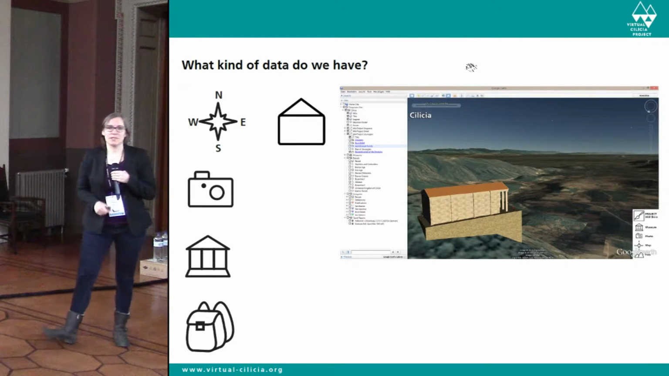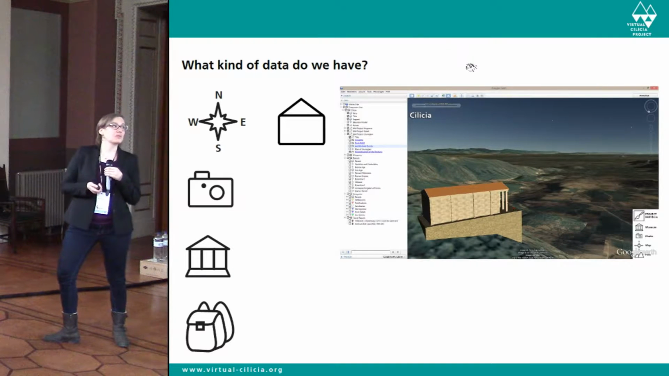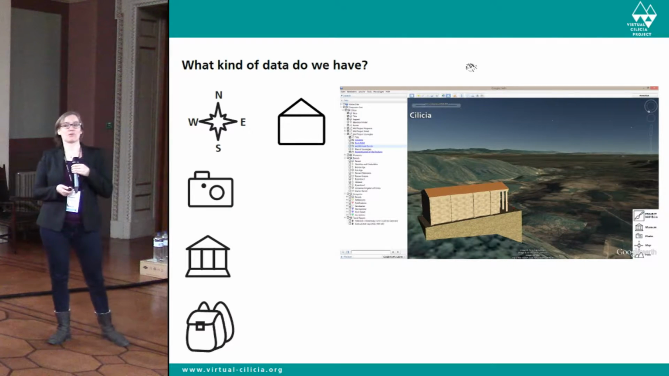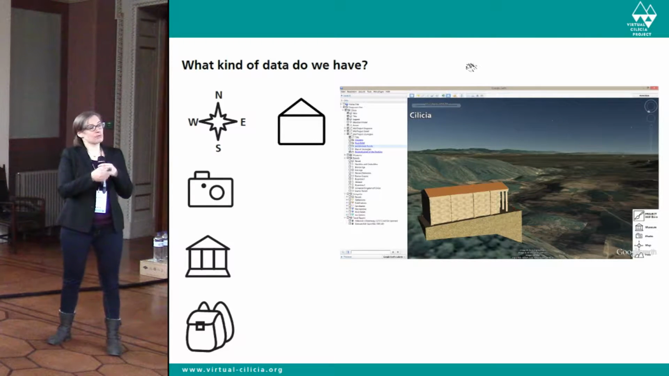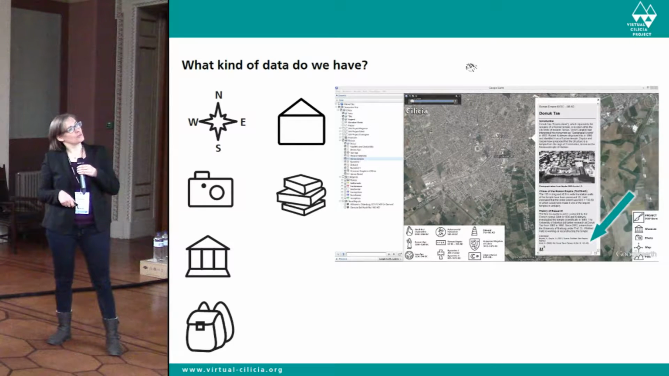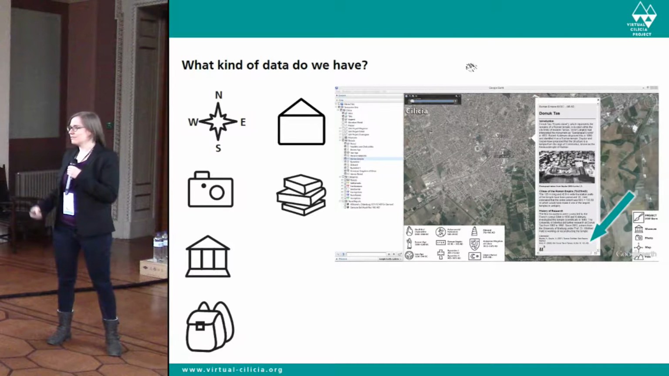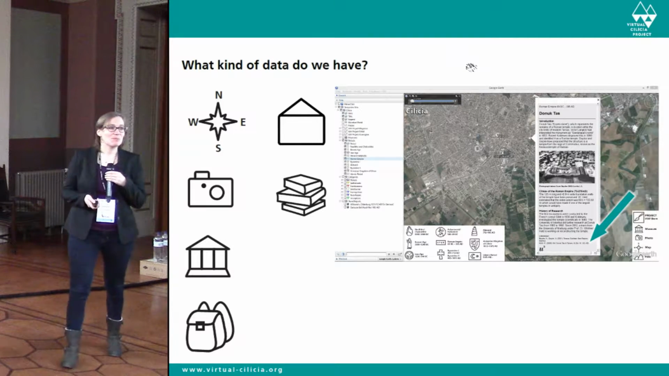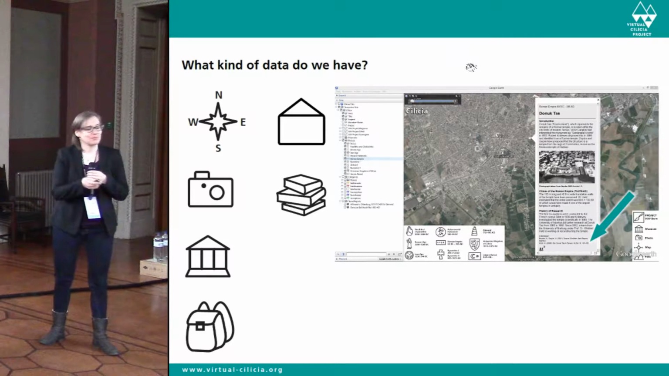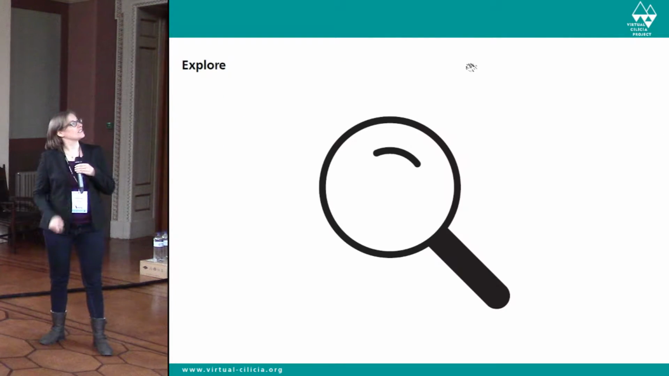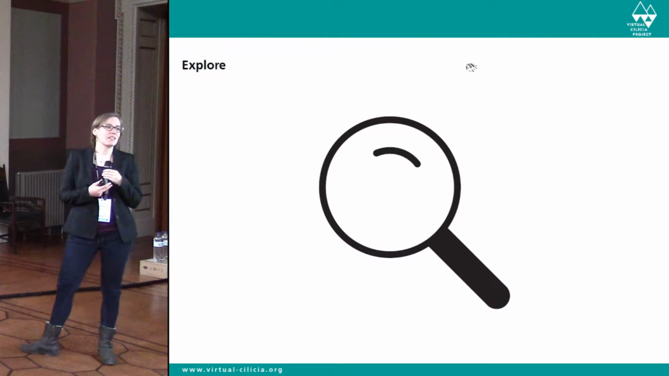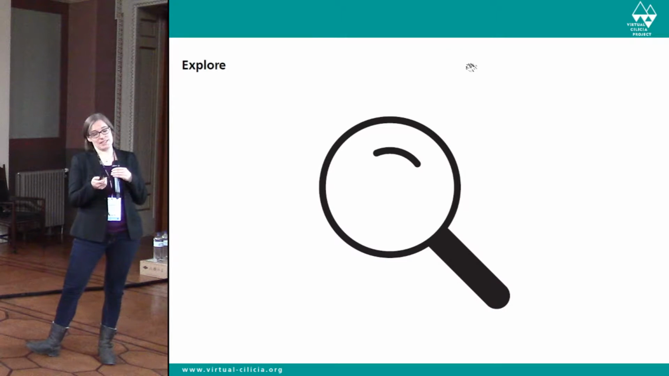Then we have one 3D model integrated, which a student made with Google SketchUp a few years ago, a reconstruction of the Roman temple on top of Tepe. And then, of course, there is a lot of literature available for the people who would like to know more about that site, to know where they can find this information. And the idea was to build something that the user is able to explore by himself.